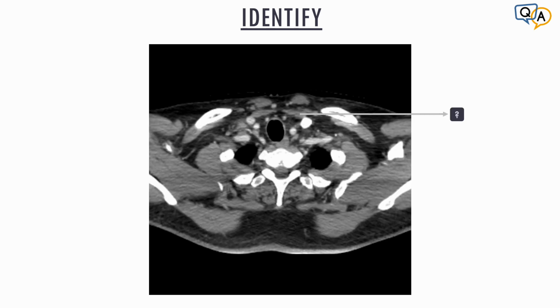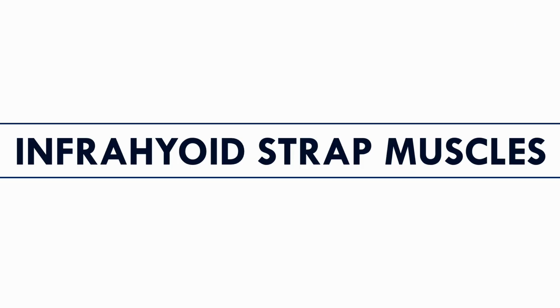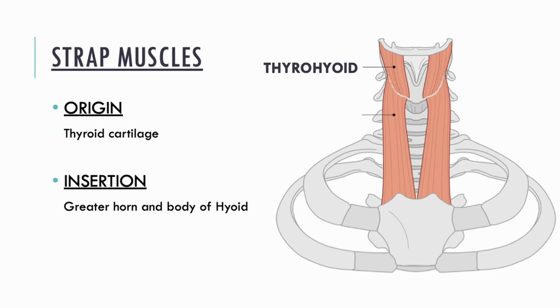So this is the last muscle group. Please try and identify this. So these are the infrahyoid muscles or the strap muscles. Basically, the strap muscles on CT scan appear as a thin, elongated muscle. They lie anteriorly, that is, in front of the larynx and the thyroid gland.